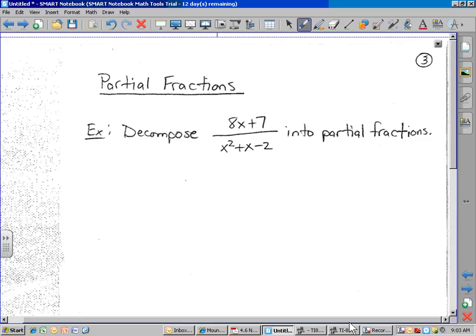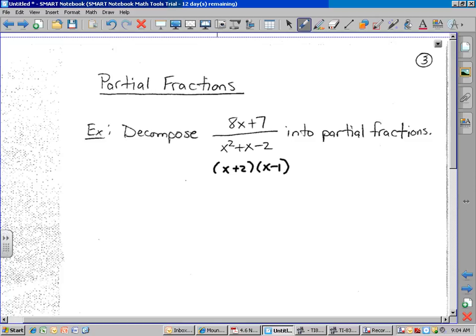This is the basics of it. Basically, we want to tear this fraction apart. We currently have one fraction. We want to make it 2. So how do we do that? We first look at the bottom, and we decide, can we factor the bottom? And it does look like it's factorable. Looks like we got x plus 2 and x minus 1.